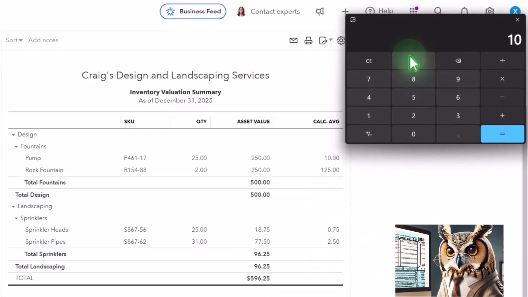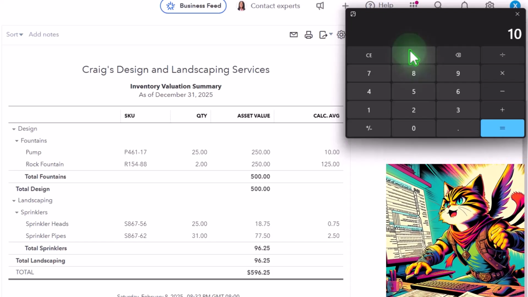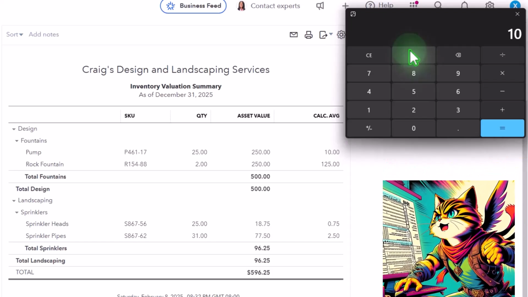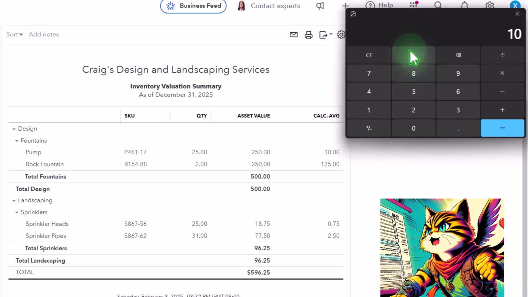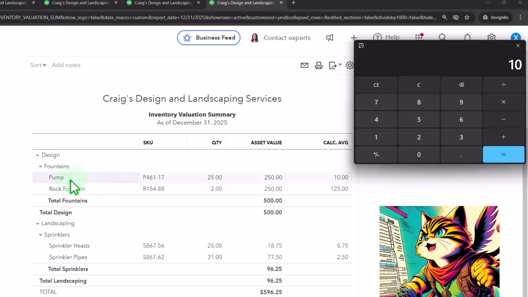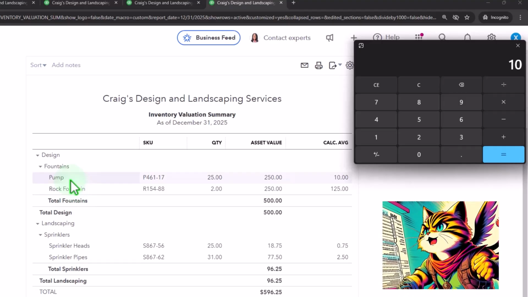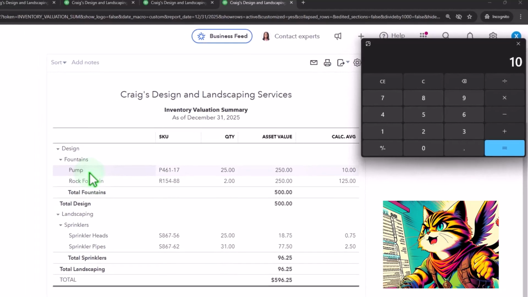Now, something we want to remember with inventory tracking, it's more complicated than you would think at first to track the unit cost of inventory. Why? Because even if you're buying the same thing, like this pump, it's possible that the price of the pump goes up over time. And let's say they're all the same pumps. We just put them on a shelf and we're going to sell them.